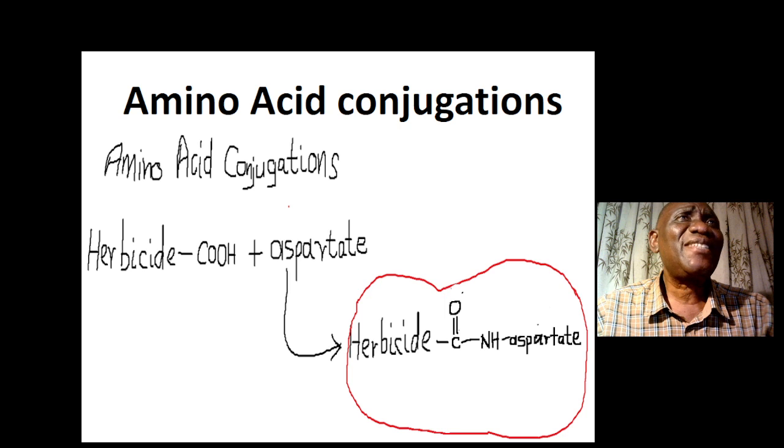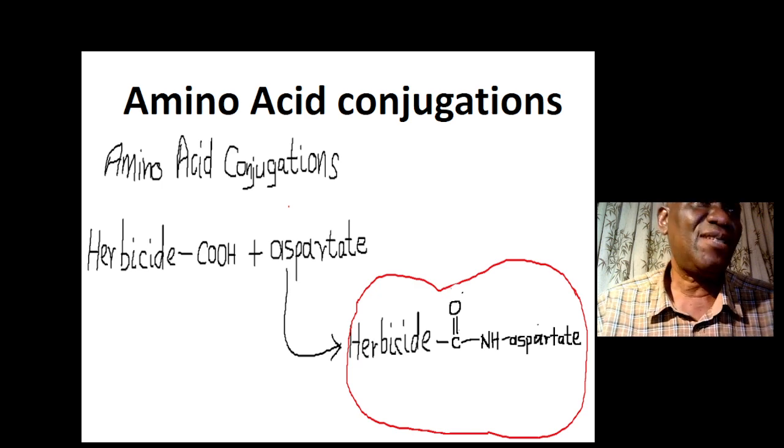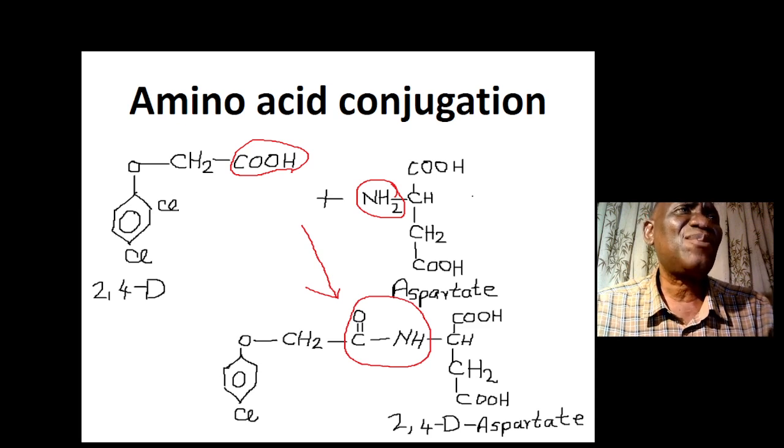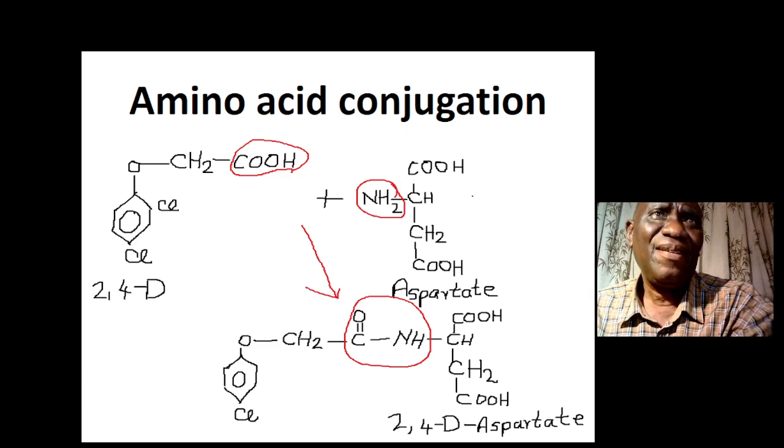Amino acid conjugations. You can have a herbicide with a COOH and aspartate, and they can give us herbicide which is combined to the aspartate, and the herbicide gets detoxified. Here's a real example, 2,4-D here, and aspartate on the other end. Then you have this complicated structure being formed.